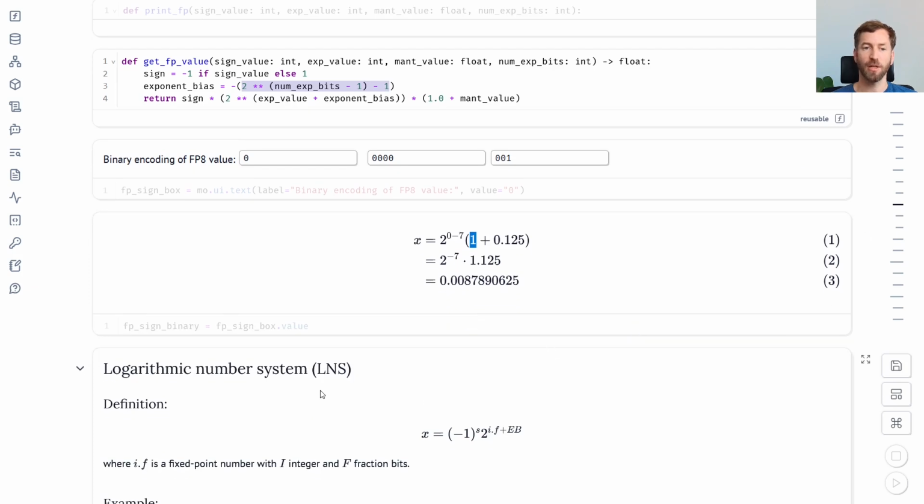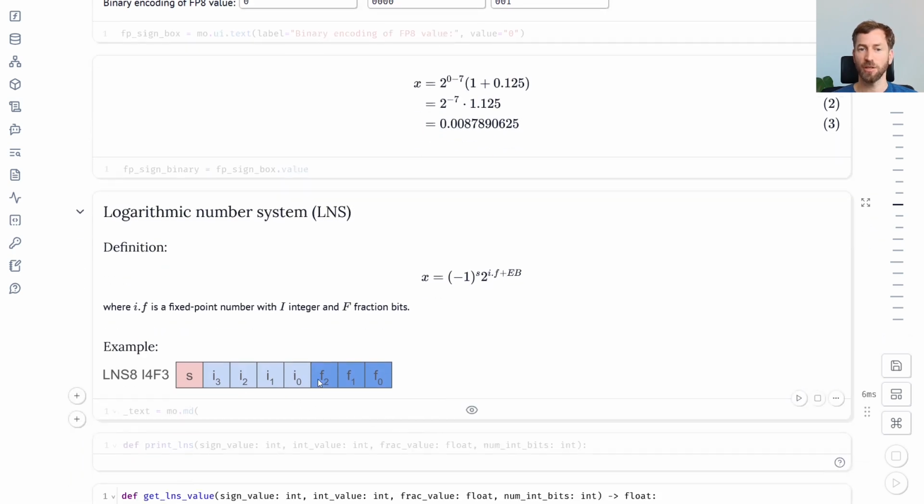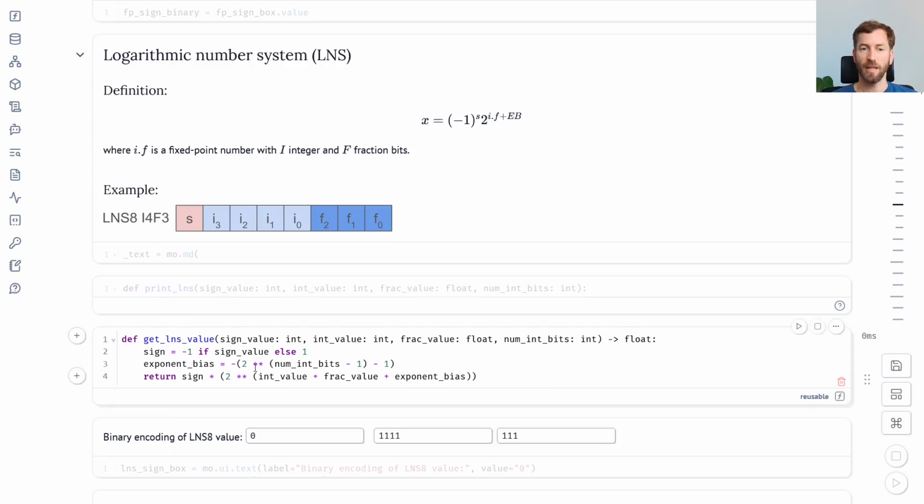Now let's have a look at logarithmic numbers. So logarithmic numbers are pretty similar to floating point numbers. However, we do not have a mantissa, but instead we have a fixed point number in the exponent. And this fixed point number has integer and fraction bits. Like above, we also have an exponent bias.